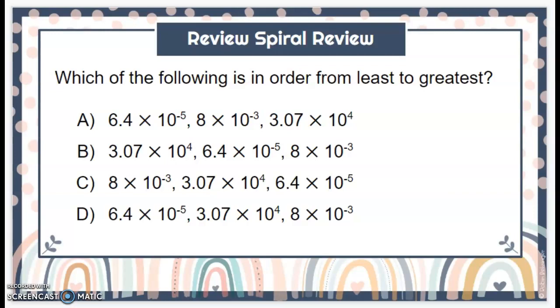Okay, so by now you should have already completed your spiral review number 32. And we're going to go ahead and look through it. All right, question 1 says, which of the following is in order from least to greatest? And we know that least means it's going to be our smallest number. Greatest is going to be our biggest number.